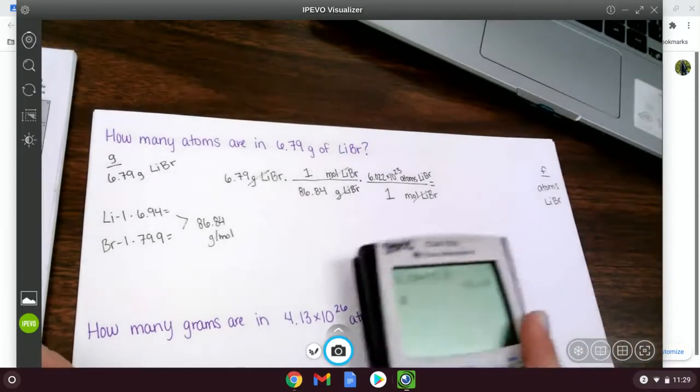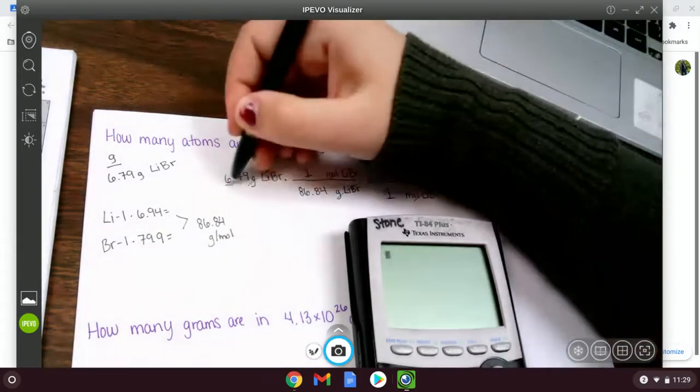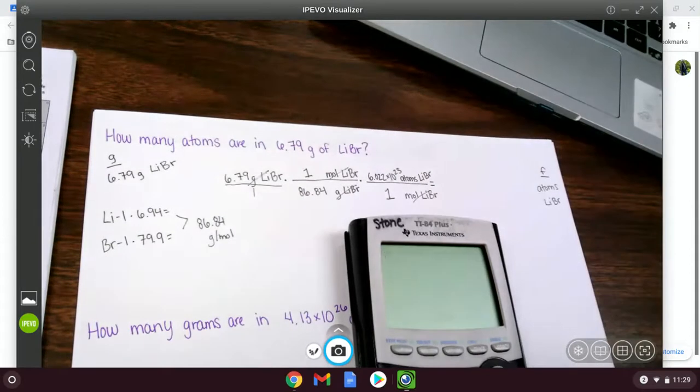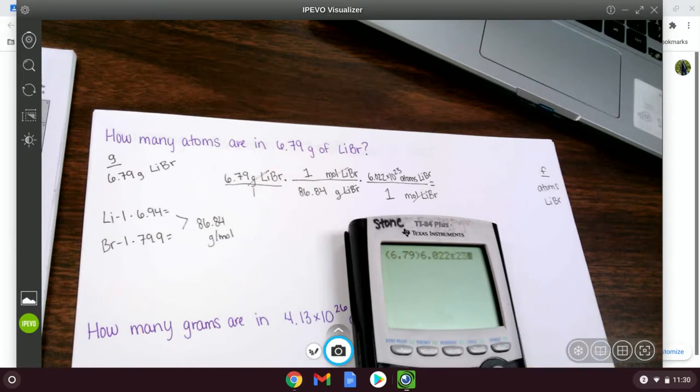Okay, now we're ready to calculate it, and I'm going to show you what I'm typing into my calculator. Pretend this is over an imaginary 1. I don't write it because I know it's on the top because of how I set it up, but if you need that imaginary one, put it in there. Everything on the top gets multiplied. Everything on the bottom gets multiplied. Divide those two numbers. So this is what I'm going to type into my calculator. 6.79 times 6.022 times 10 to the 23rd equals that number.